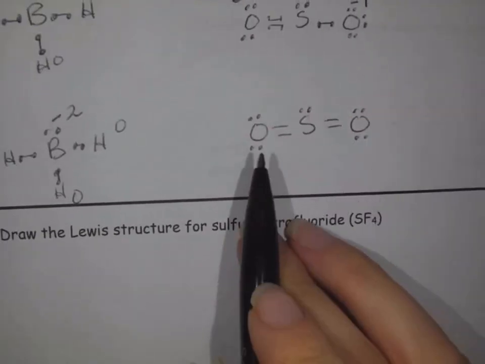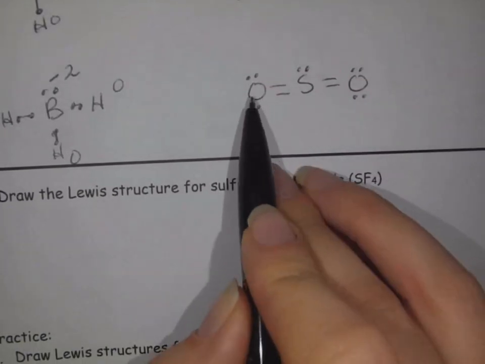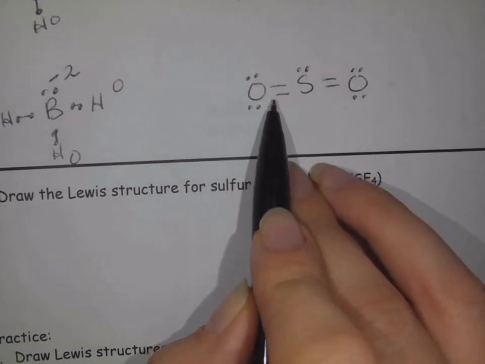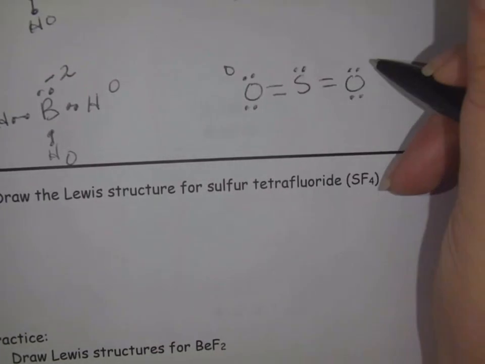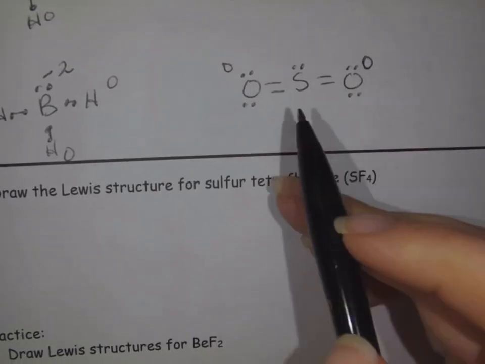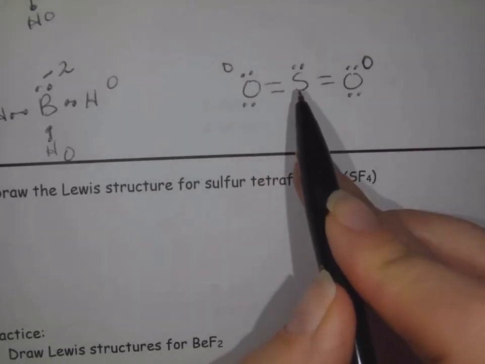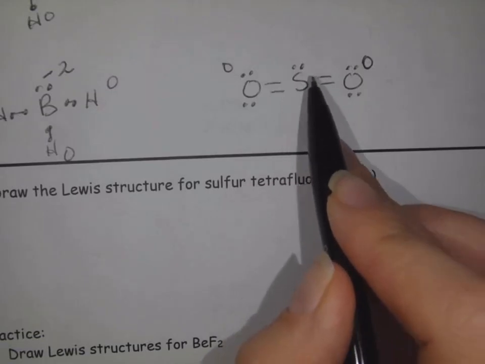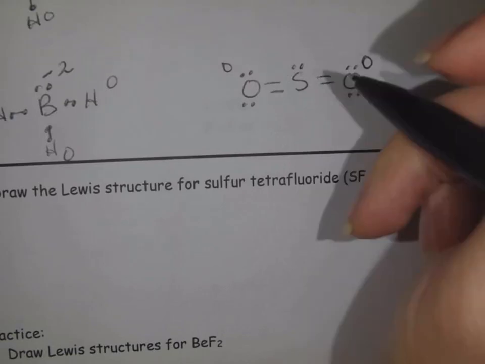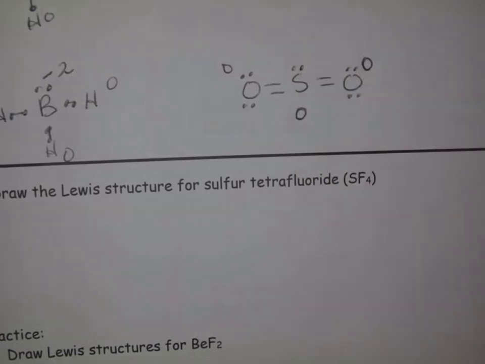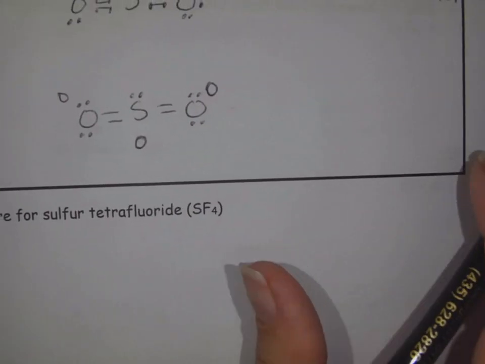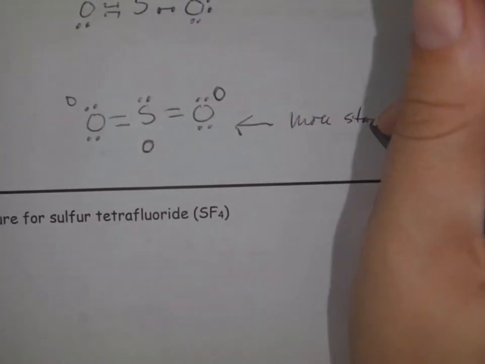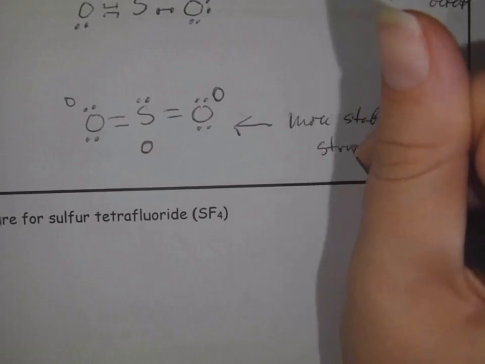Where in this structure, remember oxygen when it's neutral has 6, so 1, 2, 3, 4, 5, 6. So formal charge of 0, formal charge of 0. Now let's check on the sulfur. When sulfur is neutral, it has 6. Right now in this molecule, it's been assigned 1, 2, 3, 4, 5, 6. So it also has a formal charge of 0. So even though this is an expanded octet, this is a better, more stable structure.